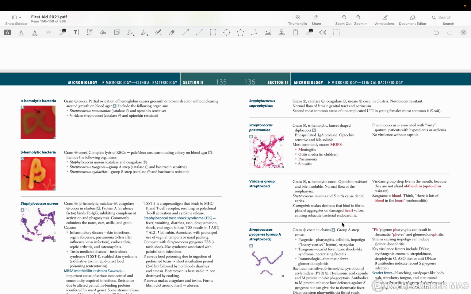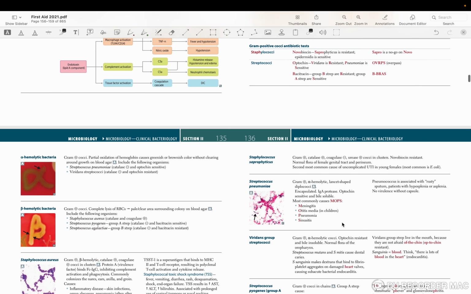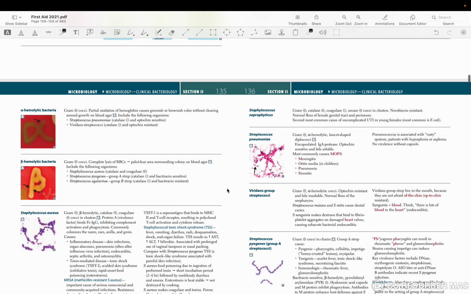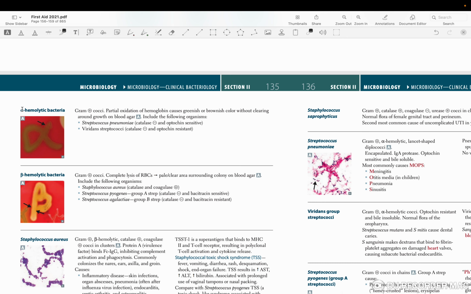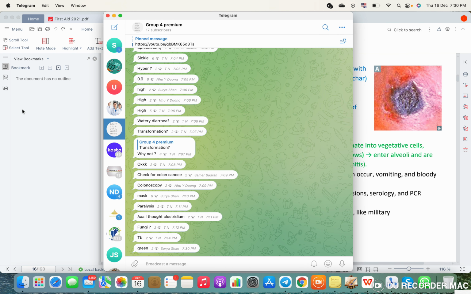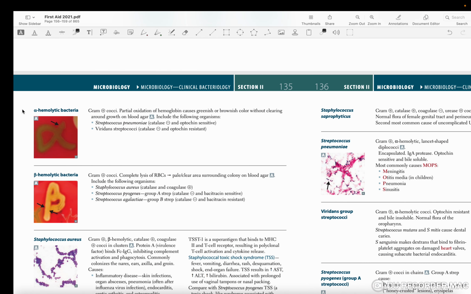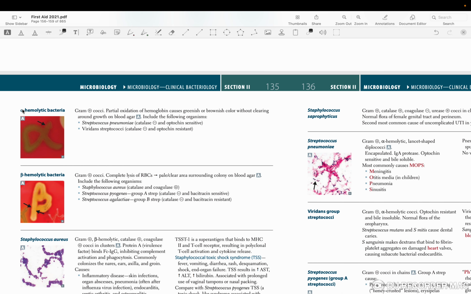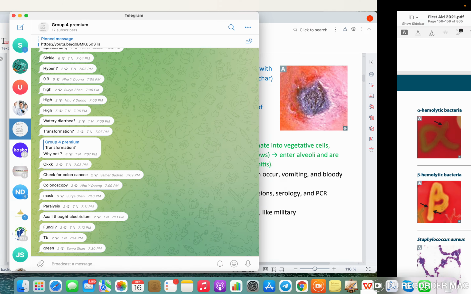So, the next thing we are speaking about is alpha hemolytic bacteria. The hemolysis in these bacteria, you must know, will be partial. When we say partial, plus one more characteristic, which color will it have? Absolutely correct, it will be green. Somebody just joined.